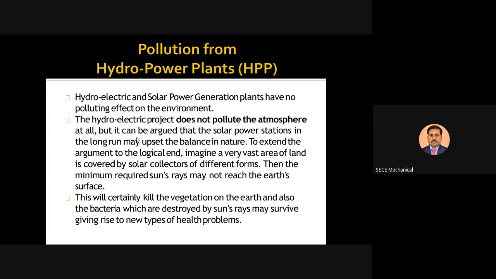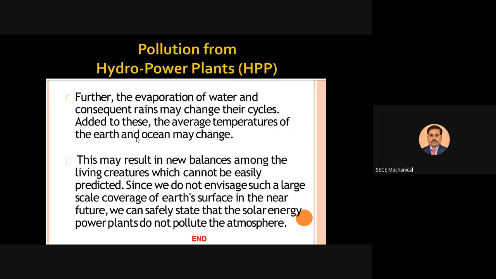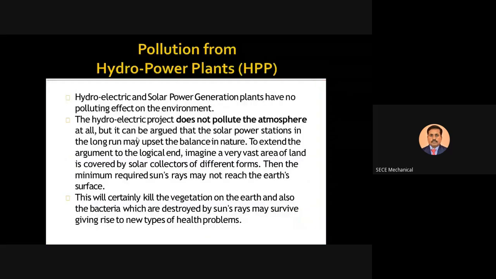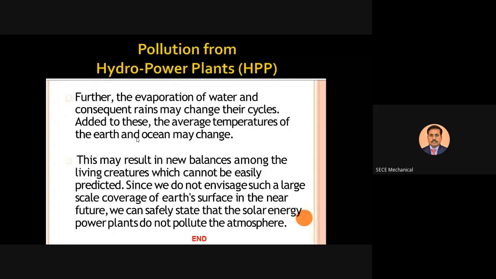These are the two impacts of the solar power plant, but it does not pollute the atmosphere. Further, the evaporation of water and consequent rain may change their cycle. Because of the temperature variation over a larger area, evaporation of water and consequent rains may change their cycle. Added to this, the average temperature of the earth and ocean may change.